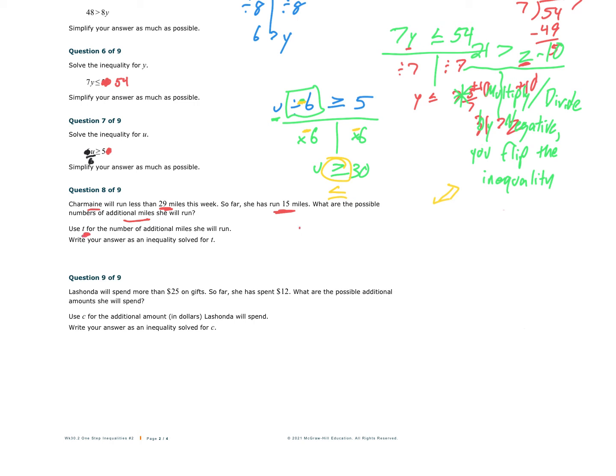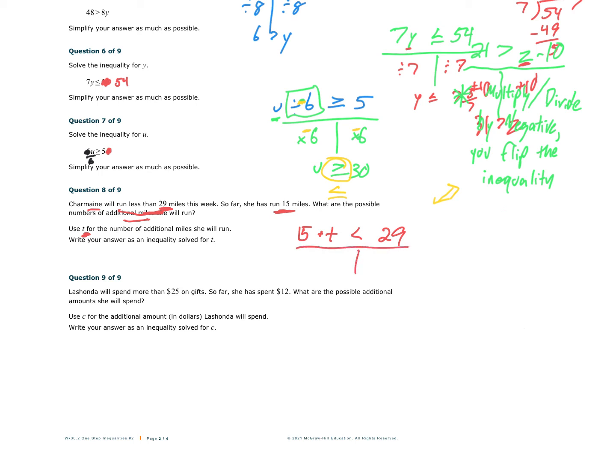Okay, so far she's run 15, and she's going to run T more miles, so 15 plus T. And we know she's going to run less than 29. So knowing that, we have to figure out what symbol we're going to put in there. So 15 plus T is actually going to be less than 29. Could it be exactly equal? No. So it's got to be a less than symbol. Okay, so I start with this: 15 plus T is less than 29.